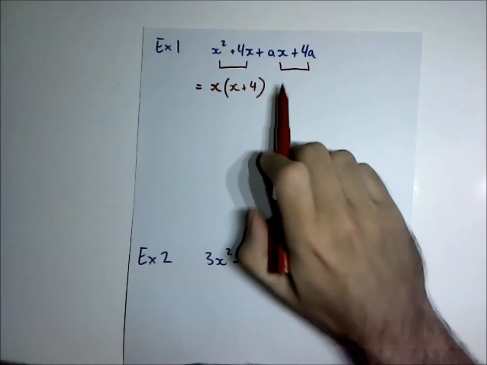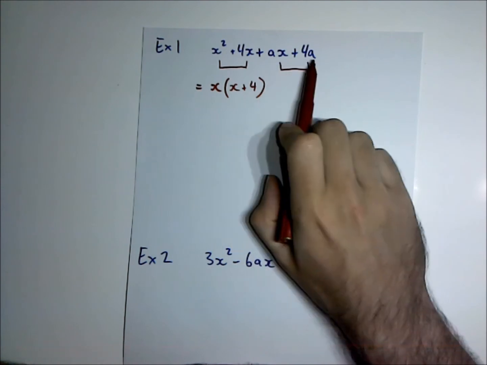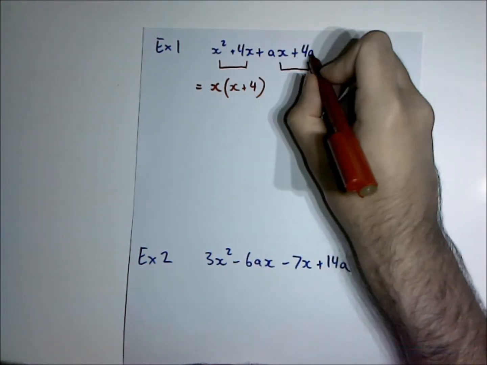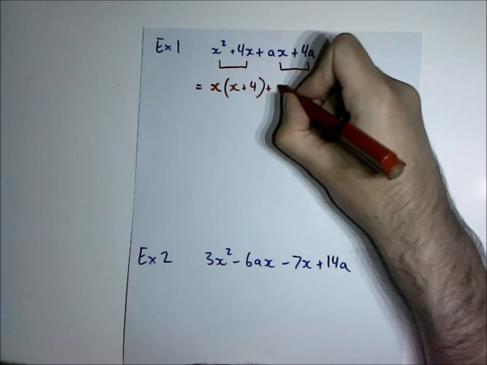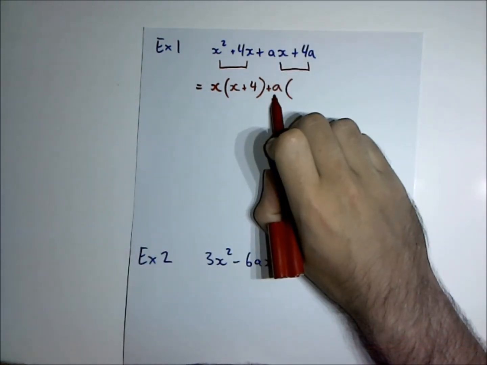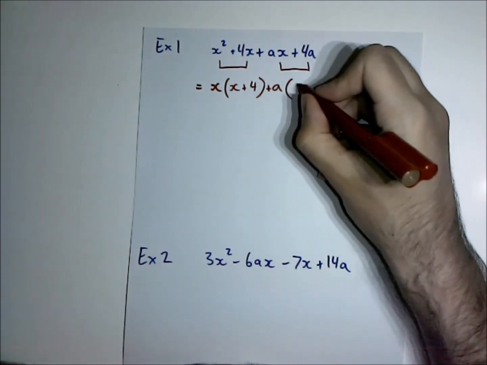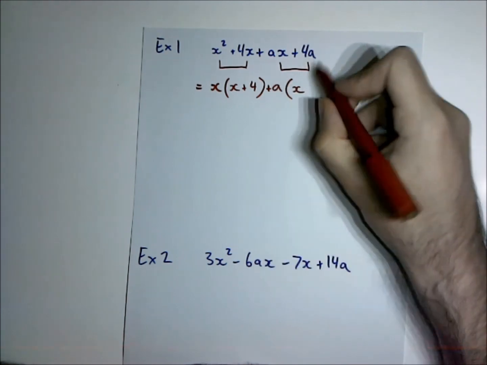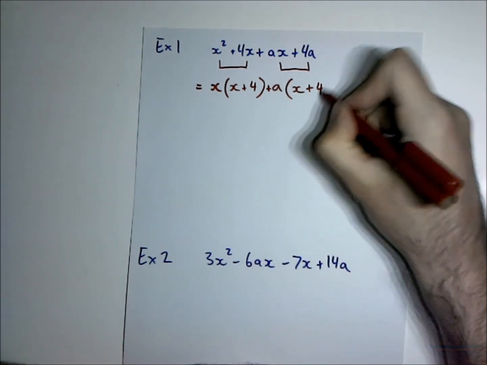And then I have a look at my second pair. Both of these can be factorized by the variable a. So I'm going to take out positive a, because they're all positives. And then I'm going to divide both of these by the a that I factorized out. So ax divided by a is x. Positive 4a divided by positive a is going to be positive 4.